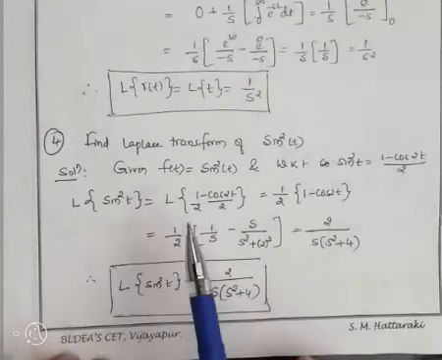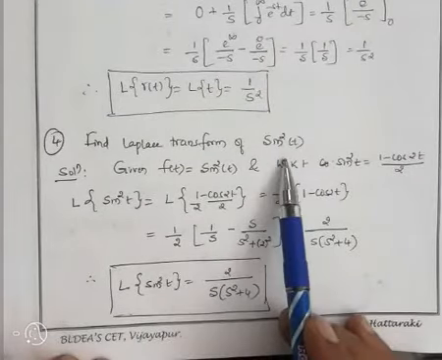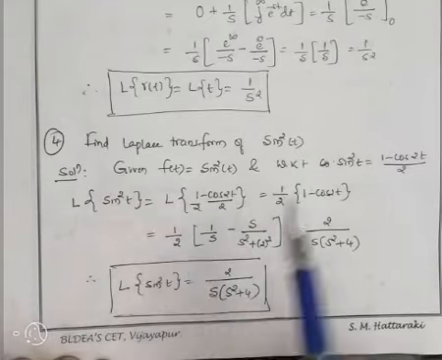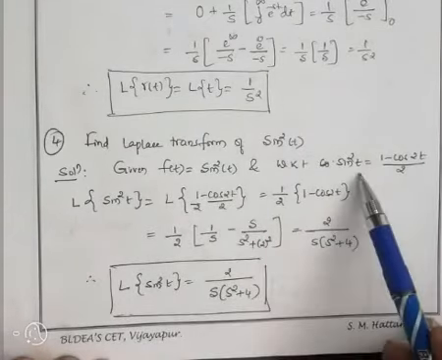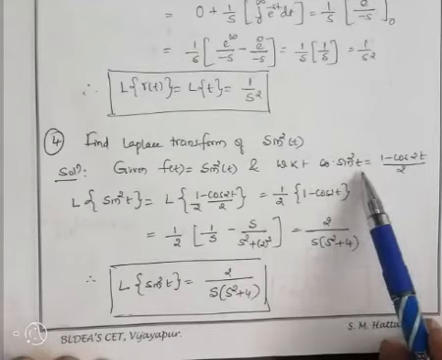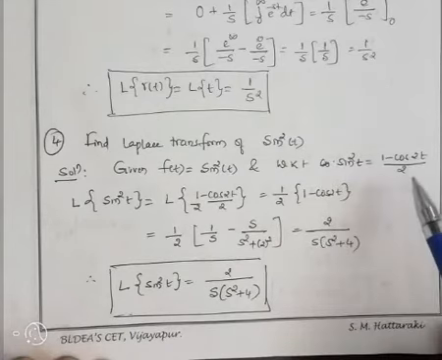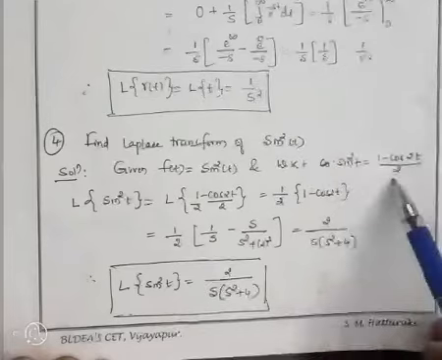Find the Laplace transform of sine square of t. Given the function is f of t equal to sine square of t. We know that using the trigonometric formula, sine square of t we can write as (1 minus cos 2t) divided by 2. So that one I'm going to substitute here.